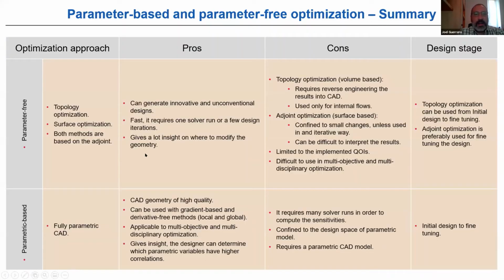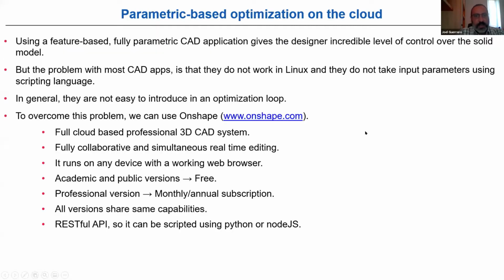So now here again we have a decision matrix of different methods, talking about shape optimization. Let me go back here. Basically we have parameter-free and parameter-based, but I want to focus on the last column here. Usually with parameter-based, you can use it from the initial design up to the final design to fine tuning. Instead, parameter-free is usually recommended for fine tuning. You get a good design and then you fine tune that design using the adjoint or topological optimization.